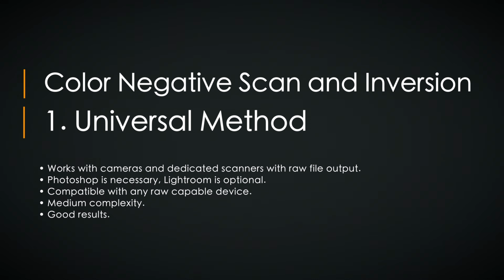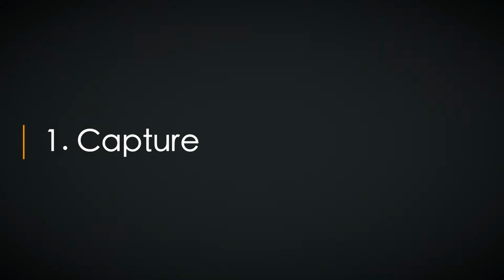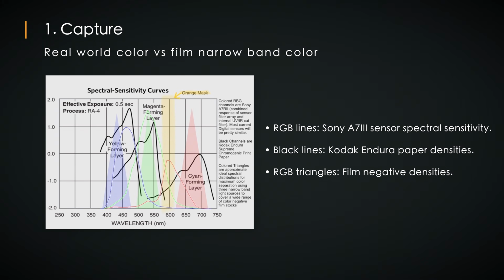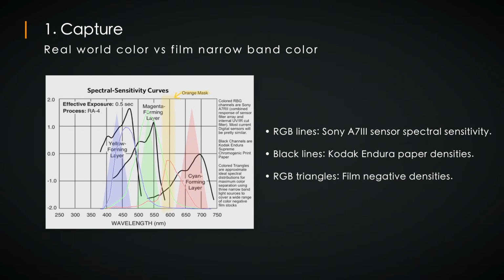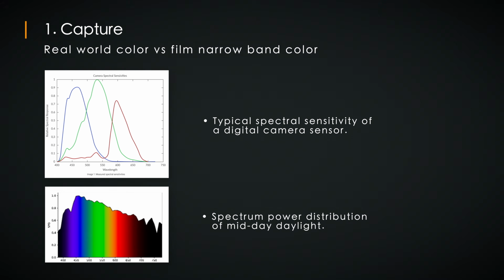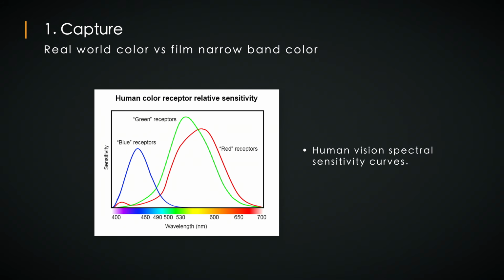For this method, you will need Photoshop, and Lightroom is useful but not essential. Part 1. Capture. Color negative film holds information in 3 narrow bands. However, real-world color is made of smooth transitions, which DSLR sensors are designed to capture. This is due to the design of the color filter array, which filters red, green, and blue primaries in a way similar to human vision.